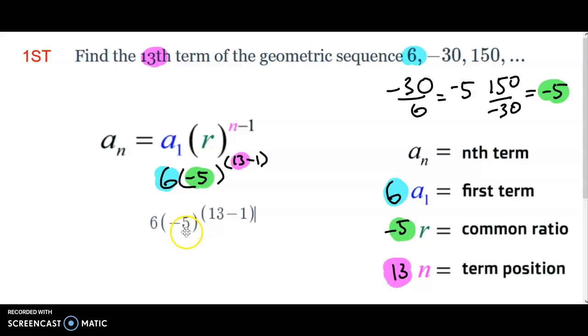6 times -5 raised to the 13 minus 1. And make sure you put the exponent and the common ratio in parentheses. Now to get this to go up in the Delta Math calculator, what you want to do is hit this button here. There's a button that says A raised to B. Hit that button to get it to go up so you can type this in. But once you do that, you type that in the calculator, and you get this big huge number, but this big huge number is the answer.